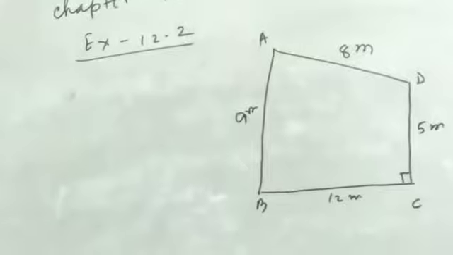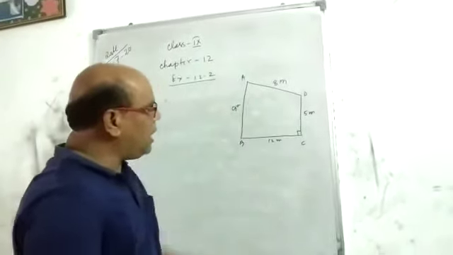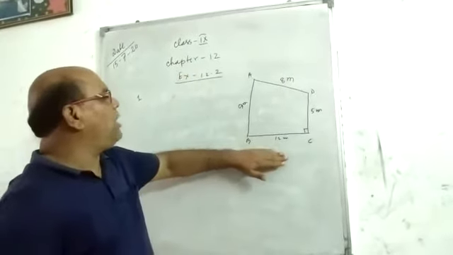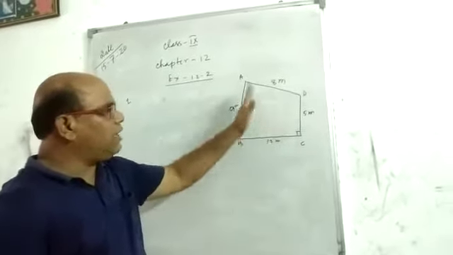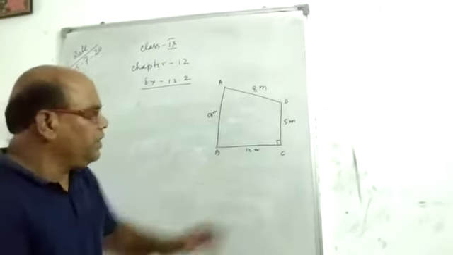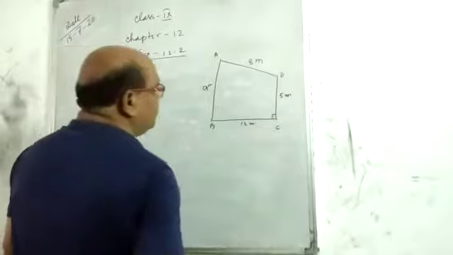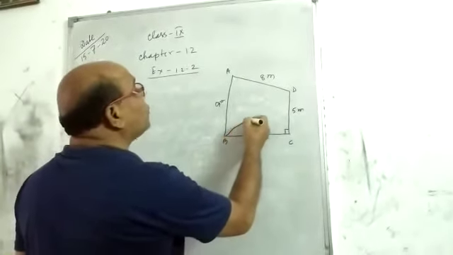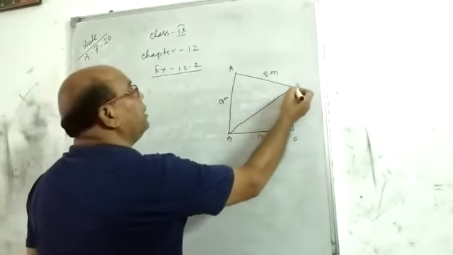How will we find the area of this quadrilateral? One formula is there, but here we cannot apply that formula because the lengths of the diagonals are not given. Here this angle C is 90, but to find it, we have to make two triangles. So one diagonal has to be drawn. We have drawn the diagonal BD.